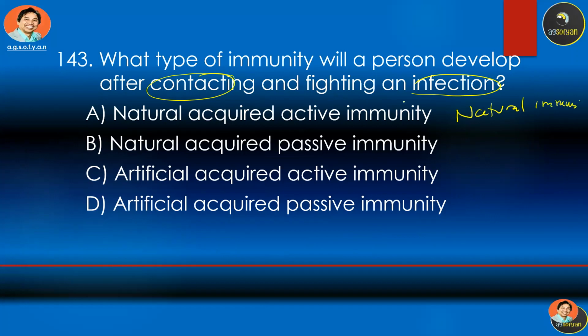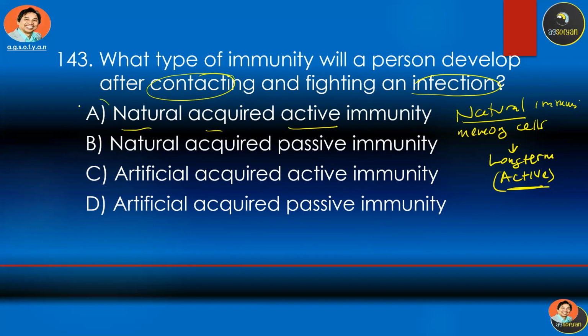After the infection, our body will destroy that infectious disease, and we will be cured, and we will produce the memory cell. This memory cell will protect us against the next infection. It's going to be long-term immunity, which is called active immunity. So the answer will be natural and active immunity, after we get the natural disease. So natural acquired and active immunity.